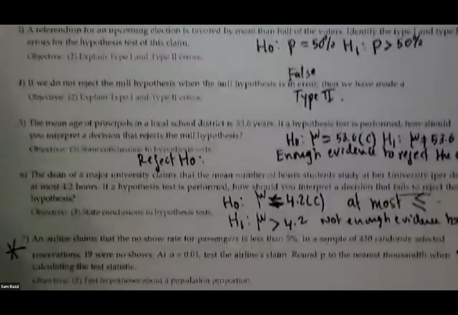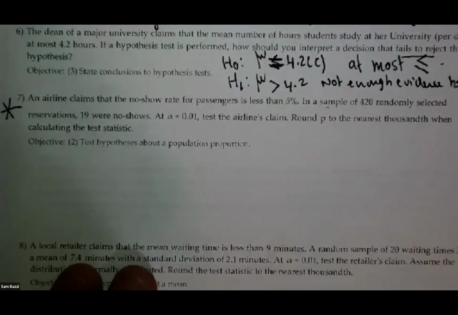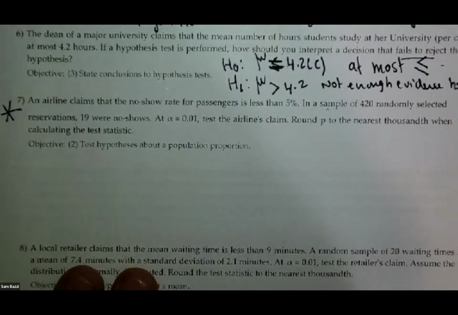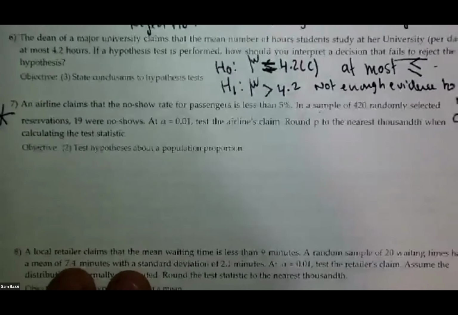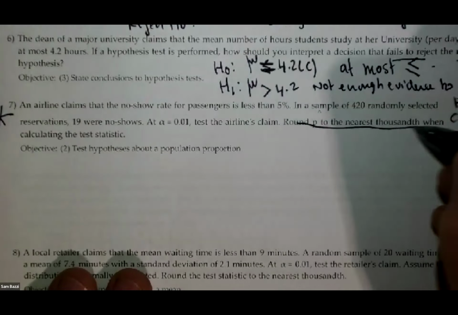Let's begin. Number 7. An airline claims that the no-show rate, meaning a proportion, for passengers is less than 5%. In a sample of 420 randomly selected reservations, 19 were no-shows. At alpha equal 1%, test the airline's claim. And don't worry about this part right here.